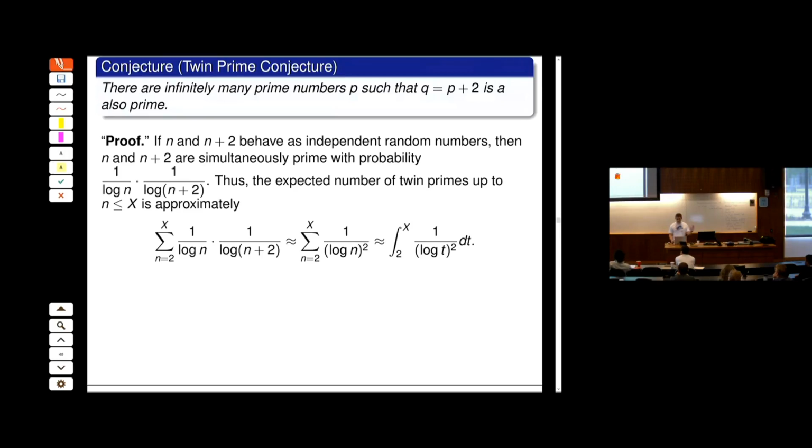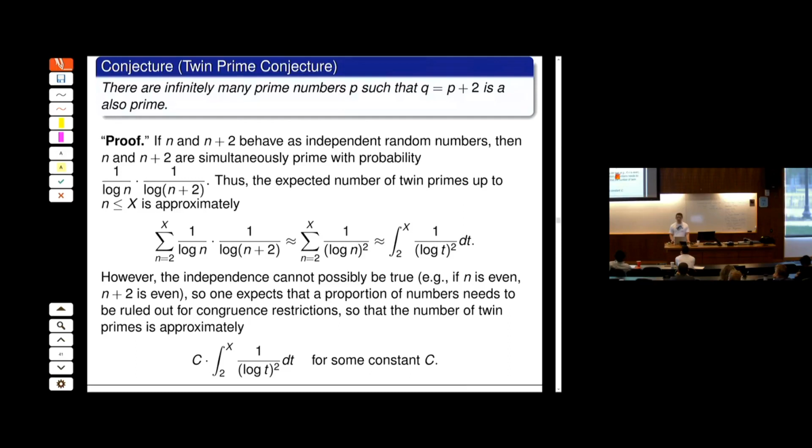Now, this is obviously false, because if n is even, n plus 2 is even, so these are not independent events. But you have to account for that, and you can account for that: there are some small congruence relations. For every prime, if n is 3 mod 5, then n plus 2 will be 0 mod 5 and will not be prime. So you can account for, okay, I'm going to have to take a proportion out of numbers that I know there is a relation between them for congruence conditions.